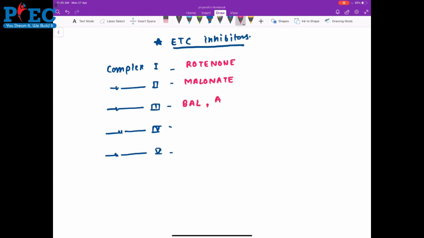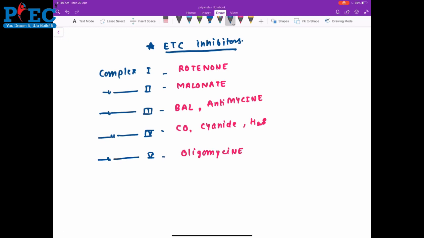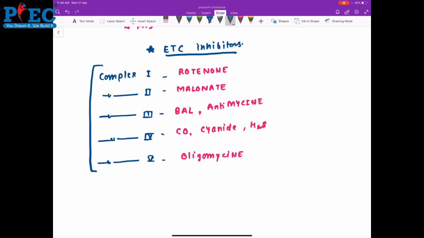BAL, antimycin. Complex 4 is inhibited by carbon monoxide, cyanide, hydrogen sulfide. Complex 5 is inhibited by oligomycin. Apart from this, there are a few more inhibitors. I will write them down afterwards.